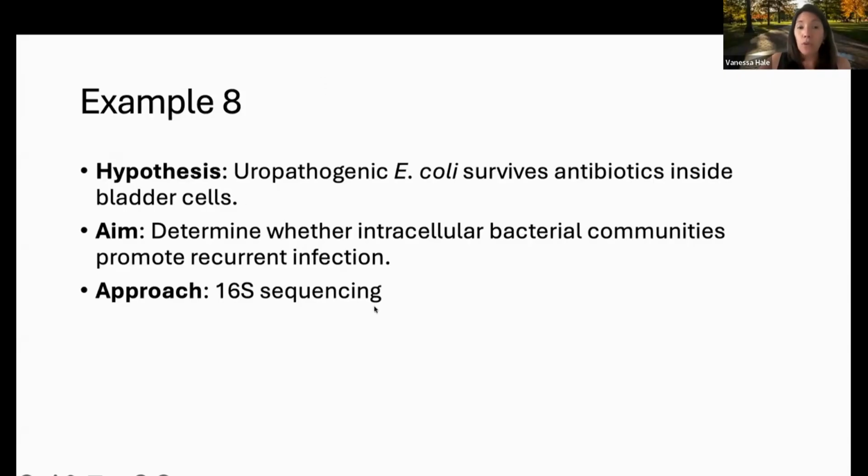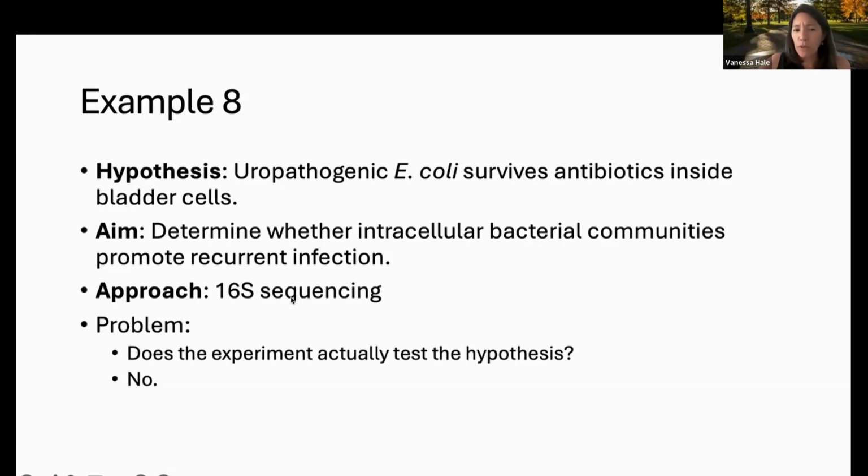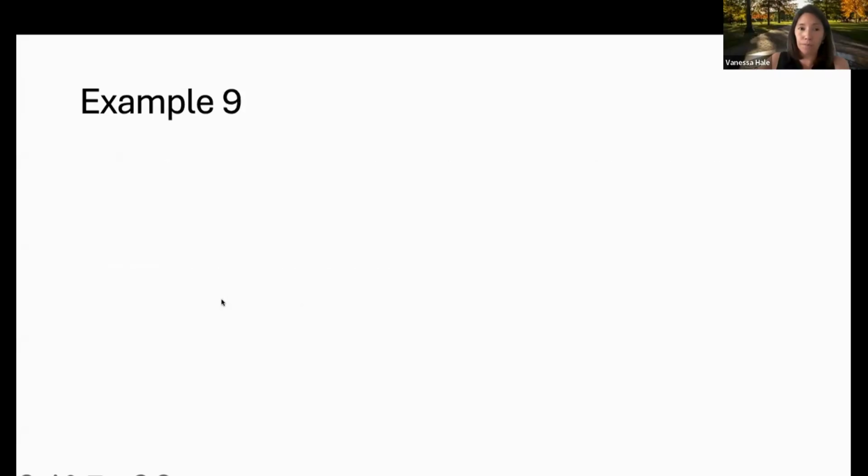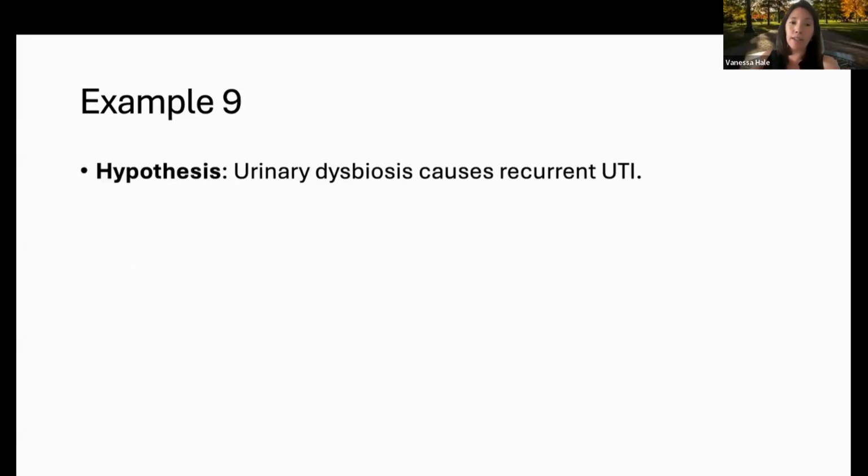You're right. So this approach is going to tell you who's there, almost, but it doesn't actually test this hypothesis about whether uropathogenic E. coli survives antibiotics inside bladder cells. So cool technique, doesn't address the question. So this one's a little bit more subtle in how we're thinking about this aim in relation to this hypothesis and approach. All right, hypothesis.